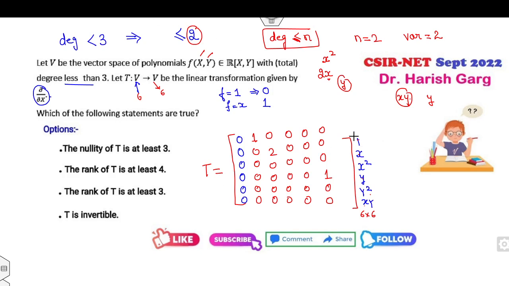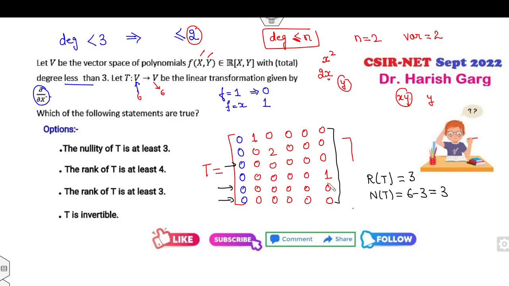Now let's give the answers. Nullity of the T. So can you find the rank of the T? Clearly, 1 row, 2 rows, 3 rows are 0. So the rank is 3. Nullity is 6 minus 3. So nullity is at least 3. Yes, equality appears.